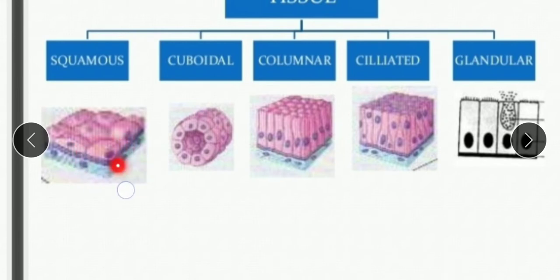Squamous, then cuboidal, which has a cuboidal shape, and columnar, which has larger, elongated, column-like cells. Ciliated: the columnar, elongated cells form minute filament or thin fiber-like structures called cilia. Glandular: epithelial cells having glands are called glandular epithelium. Next, we will discuss them one by one in detail.